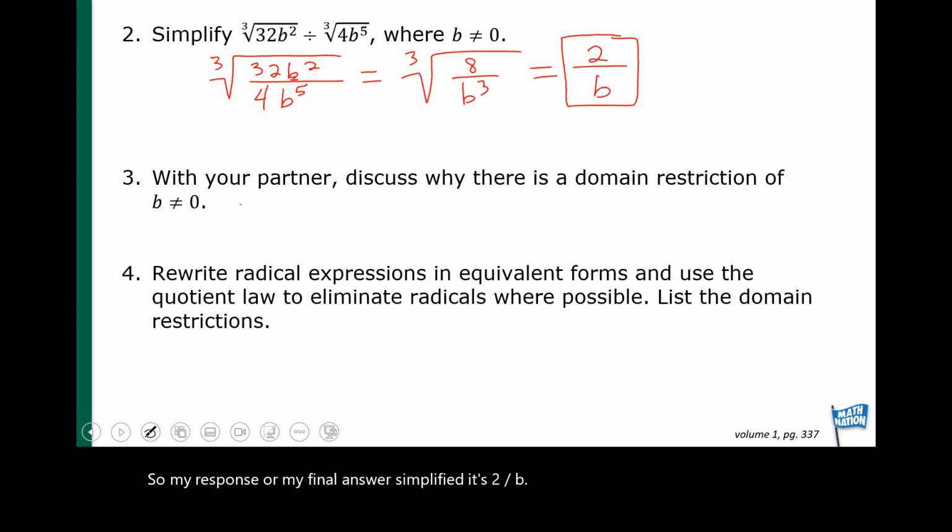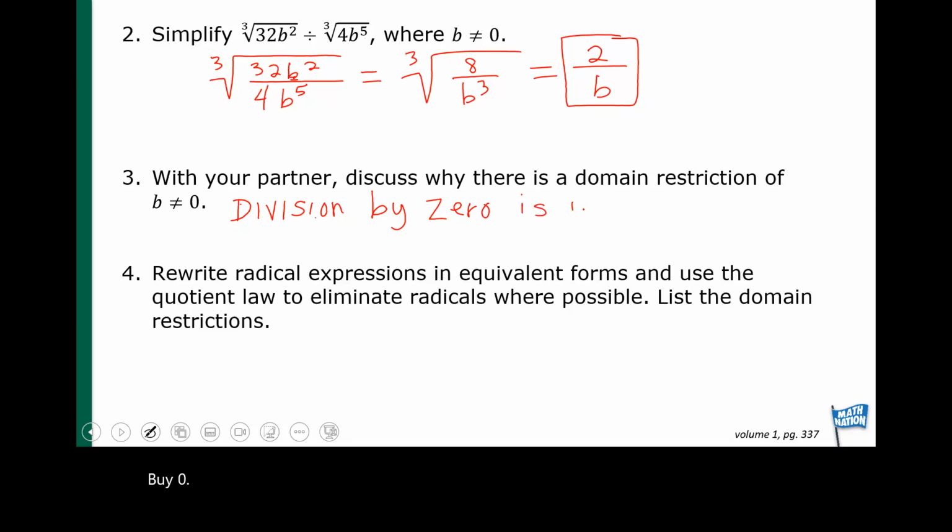Now let's discuss why there is a domain restriction of b not equaling 0. b can't equal 0 because division by 0 is undefined. Division by 0 is undefined.